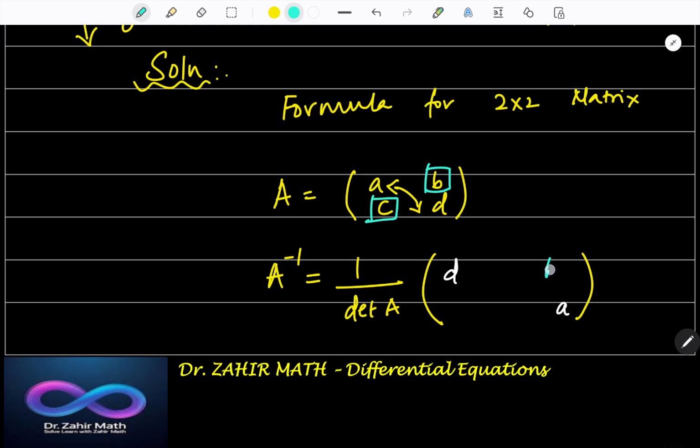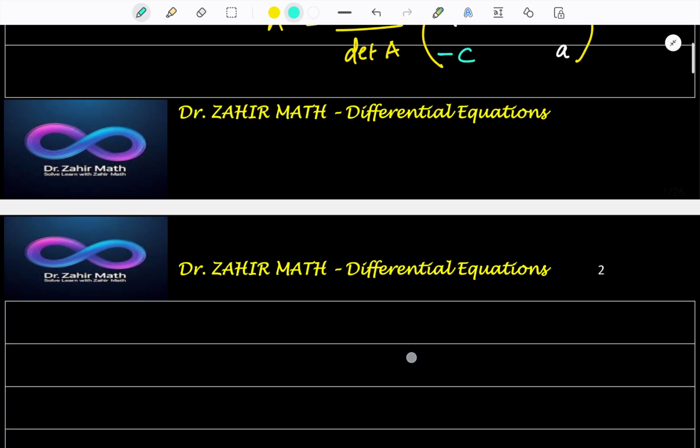And these two will be in the same place, but you need to change the signs. If it is plus, change it to minus. If it is minus, change it to plus. Again, I'll repeat. A inverse is equal to 1 by det A. Det A means determinant A. These two elements change their place without changing the sign. These two elements remain in the same place but change the sign. If it is plus, change it to minus. If it is minus, change it to plus. Okay, this is the formula.